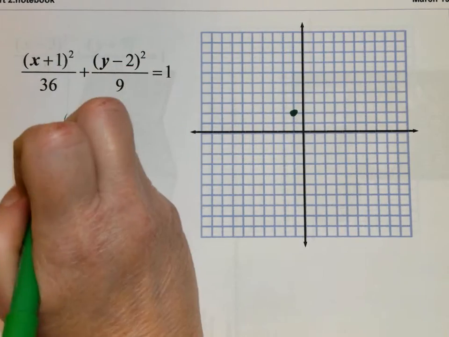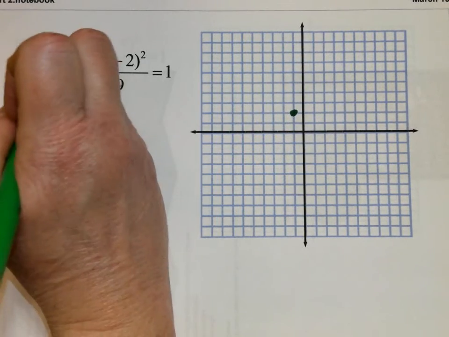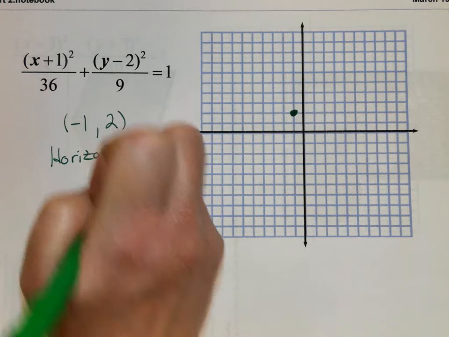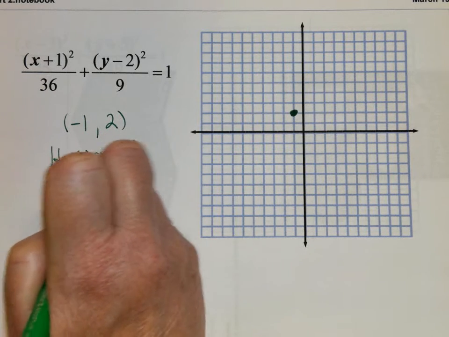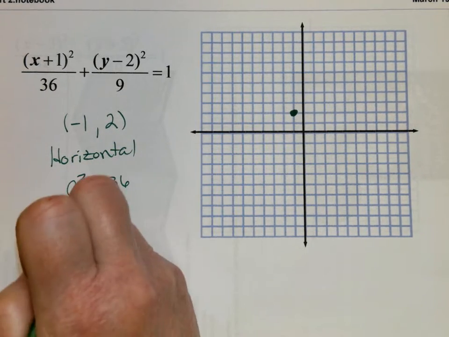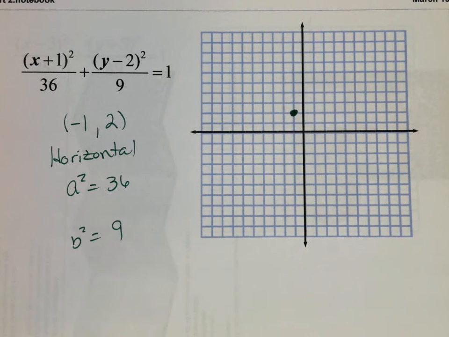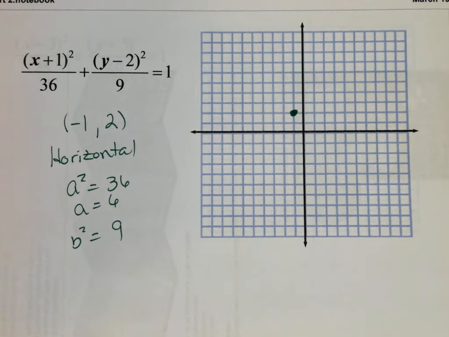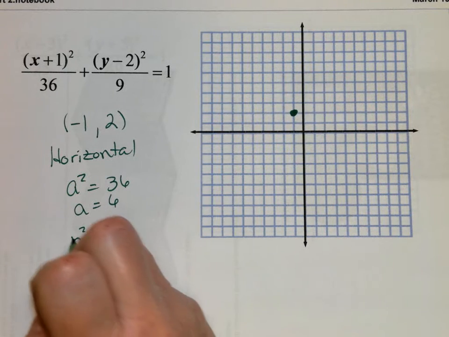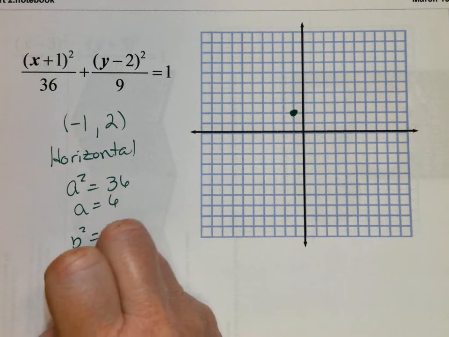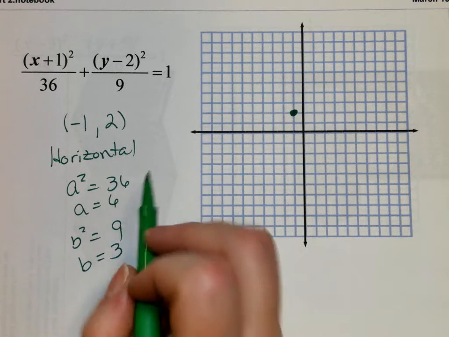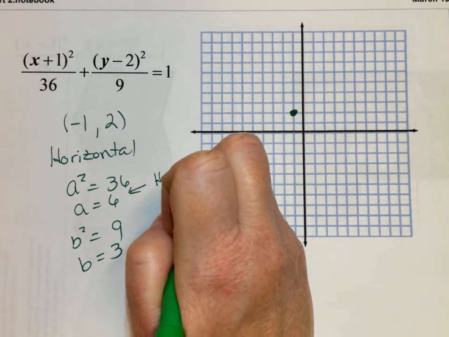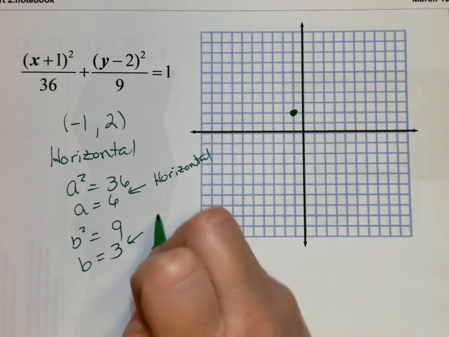I happen to remember that when the bigger number is over here, I have a horizontal ellipse, and that also tells me that a squared is 36 and b squared is 9. Taking the square root of both sides, I have a is 6. Remember, these are distances, so I don't need to worry about the negatives. I take the square root, I have b is 3, which tells me I'm going to go 6 horizontally and 3 vertically.